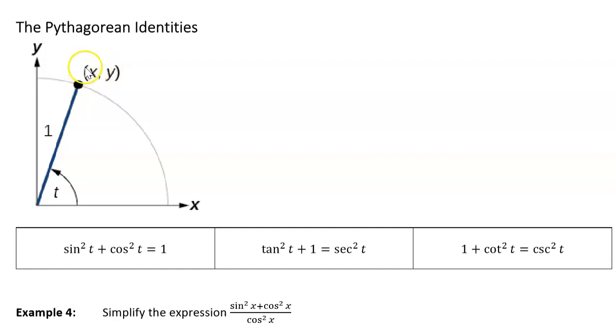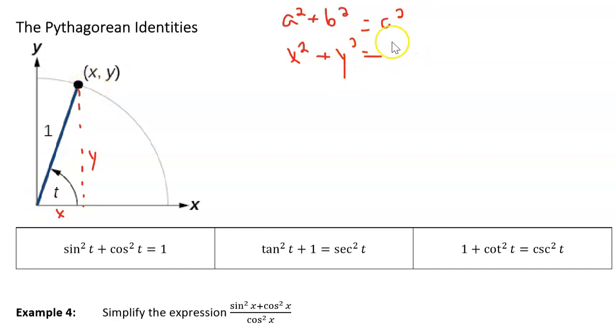We know that every coordinate is x comma y, where x is your horizontal distance and y is your vertical distance. So in this problem, the angle is going to be called t instead of theta, which is why you see t's in our formulas down below. This here is x, and this is y. To make the Pythagorean identities make sense, let's start with the Pythagorean theorem on this triangle. We're going to start with a squared plus b squared equals c squared. And we're going to replace it with the legs and hypotenuse in our specific triangle, which is x squared plus y squared equals 1 squared, or just 1.